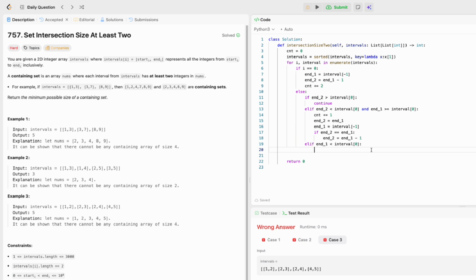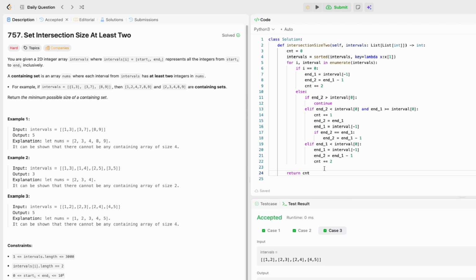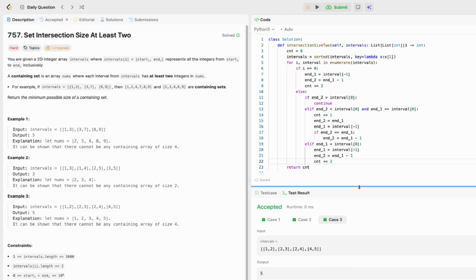explicitly. Yeah, so in here we just need to get the n1, which is equal to the interval of minus 1. We get the last one, right? And then we assign the n2 equal to the n1 minus 1. And in here, this means that there is no intersection, and then we count by 2. And then here we return the count. Okay, right. Okay, so we can make it work from here. Let's submit and check the result.